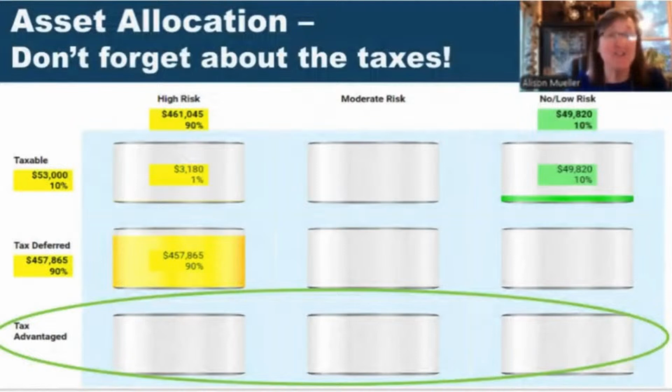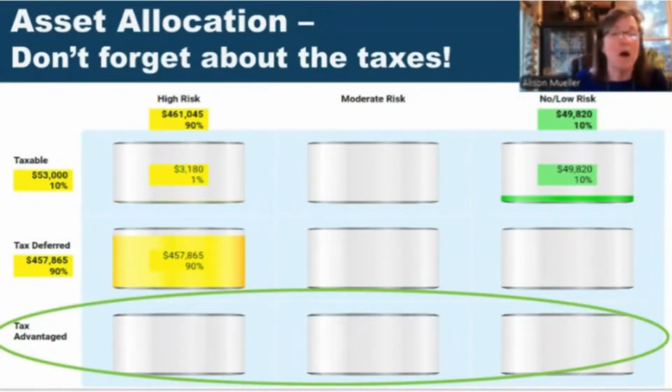Asset allocation. Don't forget about the taxes. If that's the only takeaway that you have today, it's a really important one that can change your entire financial trajectory for the rest of your life. Okay. So I'm not exaggerating there. It's changed mine. So we understand about stocks. We understand about bonds. We understand CDs, things like that, but we're not talking about the taxes.